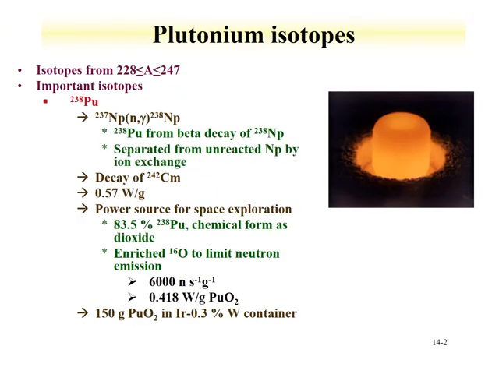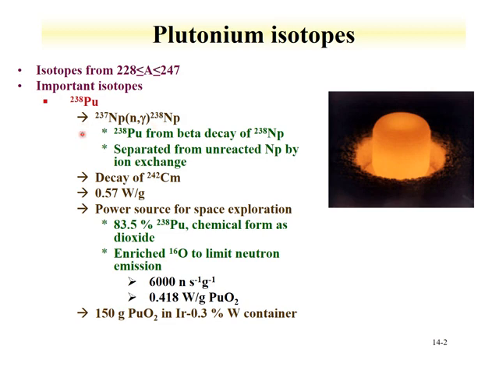We'll start off the lecture discussing the different isotopes of plutonium. There are isotopes of plutonium from as low as 228 to as high as 247. Some of the important isotopes include plutonium-238. Plutonium-238 is made from the neutron capture of neptunium-237 that produces neptunium-238, that beta decays, producing plutonium-238. This was the route by which plutonium was identified.